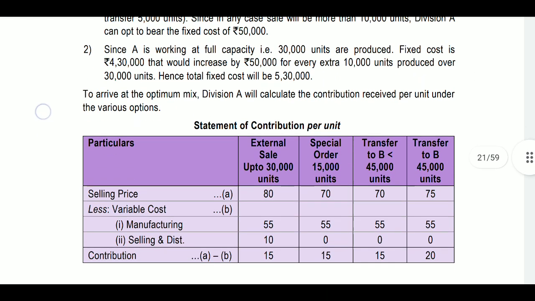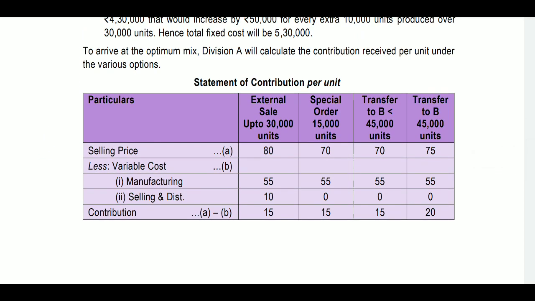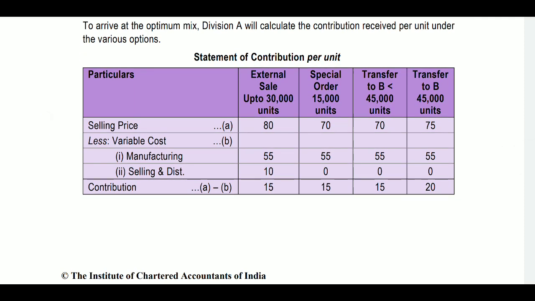Next, to arrive at the optimum mix, here we have got the fixed cost. We have already got it. The manufacturing fixed cost will be 5,30,000. Next, we will calculate the contribution per unit, that is, the selling price for external sales of 30,000 units and the special order of 15,000, or if transferred to B at less than 45,000 units and up to 45,000, the selling prices provided are 80, 70, 70, 75, and the manufacturing cost is provided as 55 rupees in all the cases.